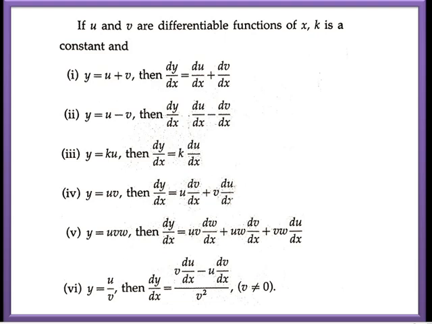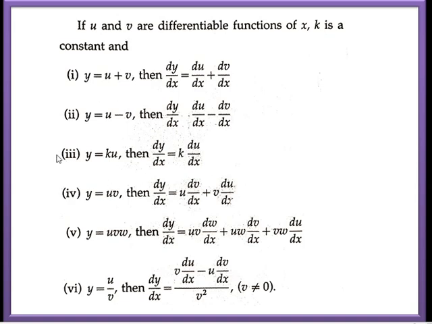It is called the quotient rule. If y is u upon v, then what is dy/dx? It is (v du/dx minus u dv/dx) upon v squared, provided v is not equal to 0. So how will you remember this? Derivative of a quotient is denominator into derivative of numerator minus numerator into derivative of denominator, upon denominator squared.